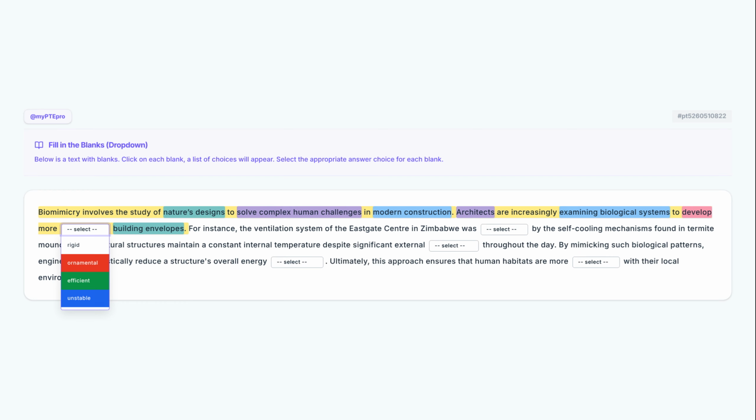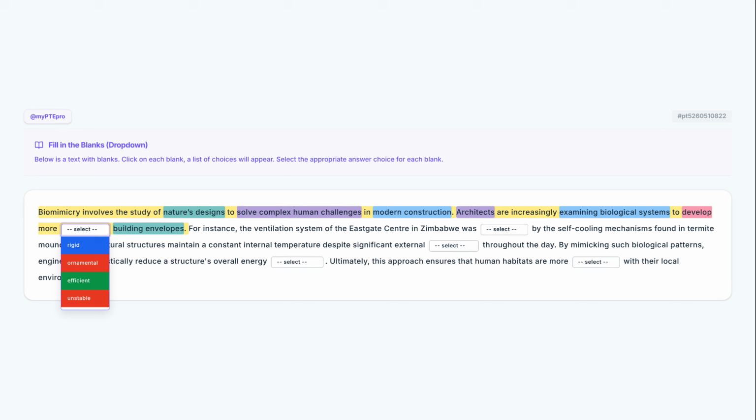Unstable. Describing the envelopes as unstable would imply a failure in engineering. Architects look at biological systems to improve stability and performance, making a word that suggests weakness logically incompatible with modern construction goals.